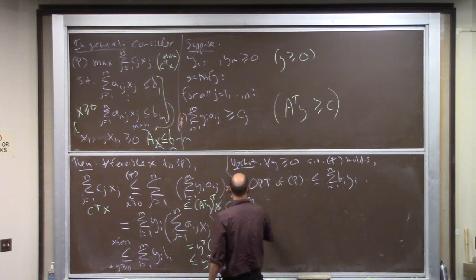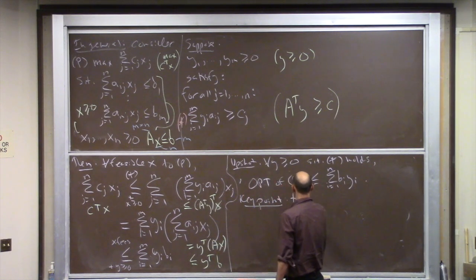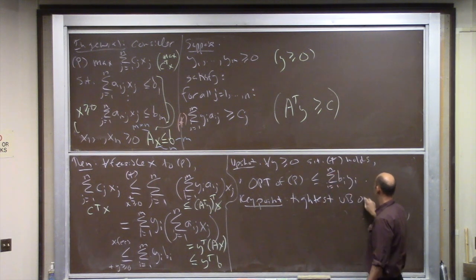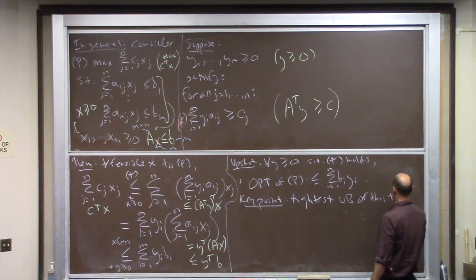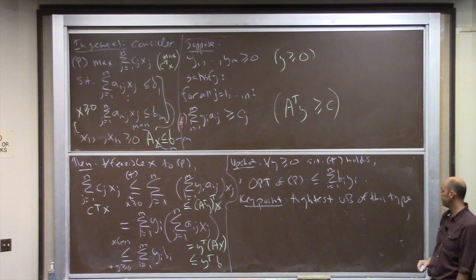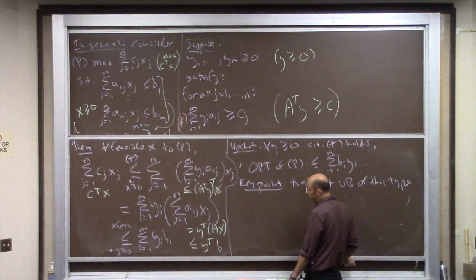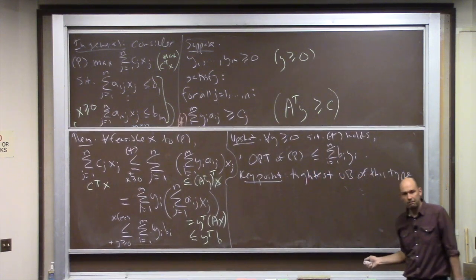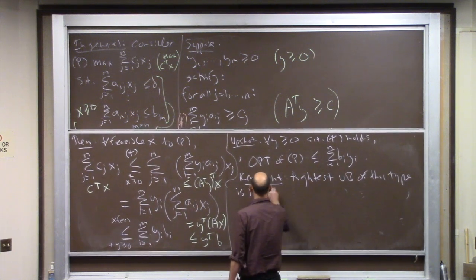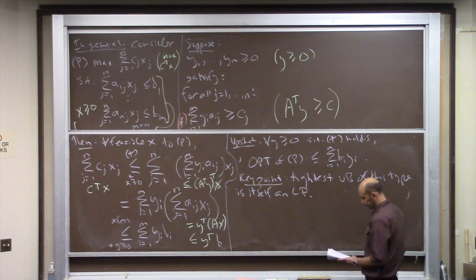So here's the key point. The tightest upper bound of this type, by of this type I mean you choose non-negative y's subject to star, the tightest upper bound of this type is itself a linear program. Okay.